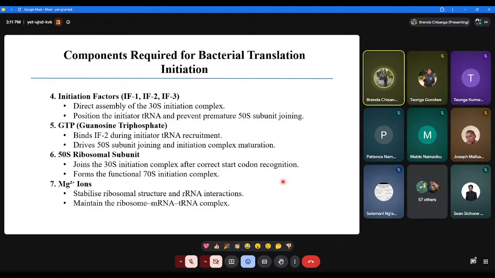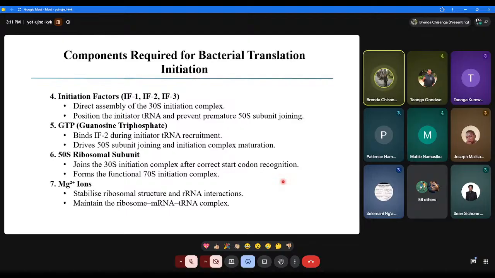These ions stabilize the association of the ribosome with the mRNA and also the tRNA. So we're going to look at each one of them sequentially as we discuss initiation. So at this point, the two slides from point 1 to point 7 are just for us to understand that the process of translation initiation requires a number of components.